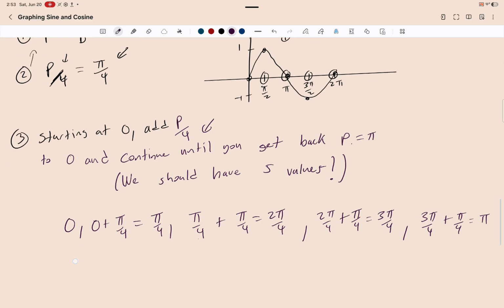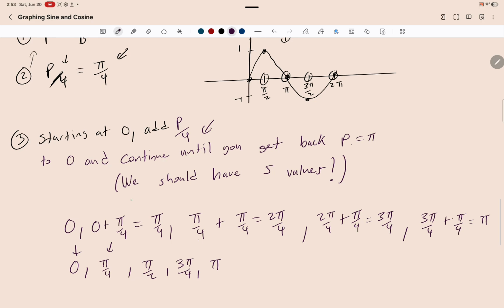Okay, now we simplify, so we get 0, pi over 4. And then for this one, 2 pi over 4, it's pi halves. Then for 3 pi over 4, it's just 3 pi over 4, and then pi. And notice that if you did this correctly, we should have 5 values: 1, 2, 3, 4, and 5. So we did it correctly.